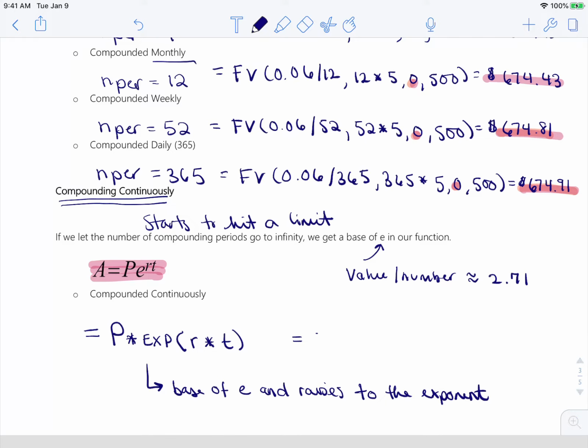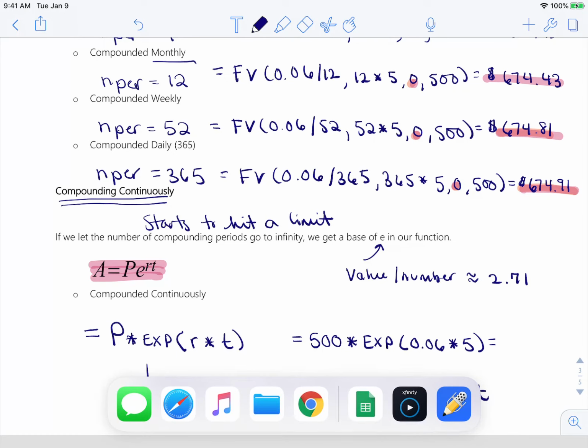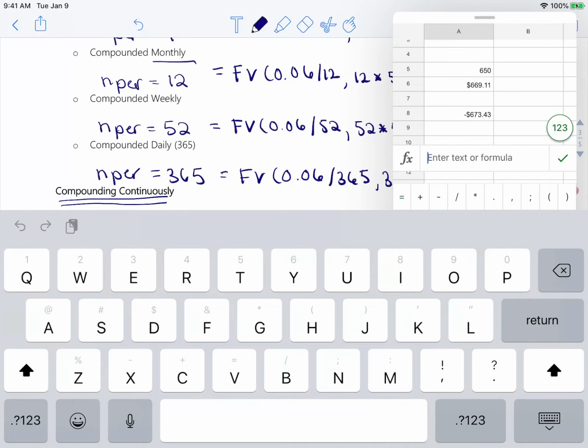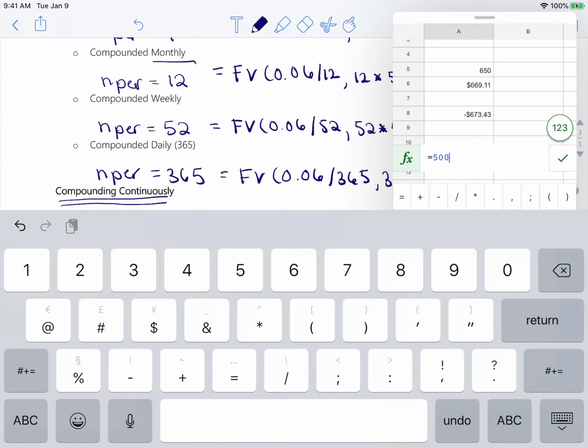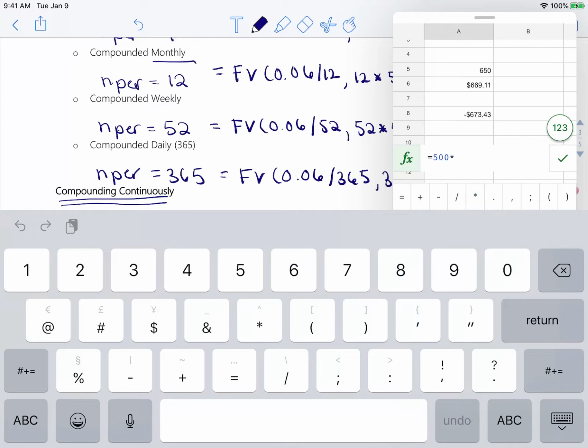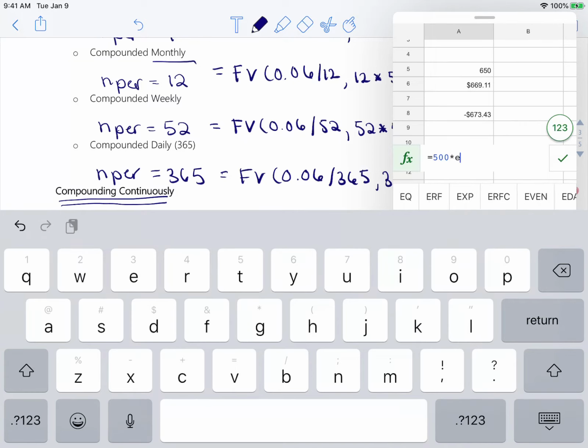So for us, it would be 500, your multiplication, and the function EXP. It's going to prompt me with a parenthesis. My rate is 0.06, and I do this for 5 years. So let's see what we get. Okay, so equals 500 times, and then you'll see my function show up, which is really cool. I'm going to select EXP and see how it gives me the parentheses.